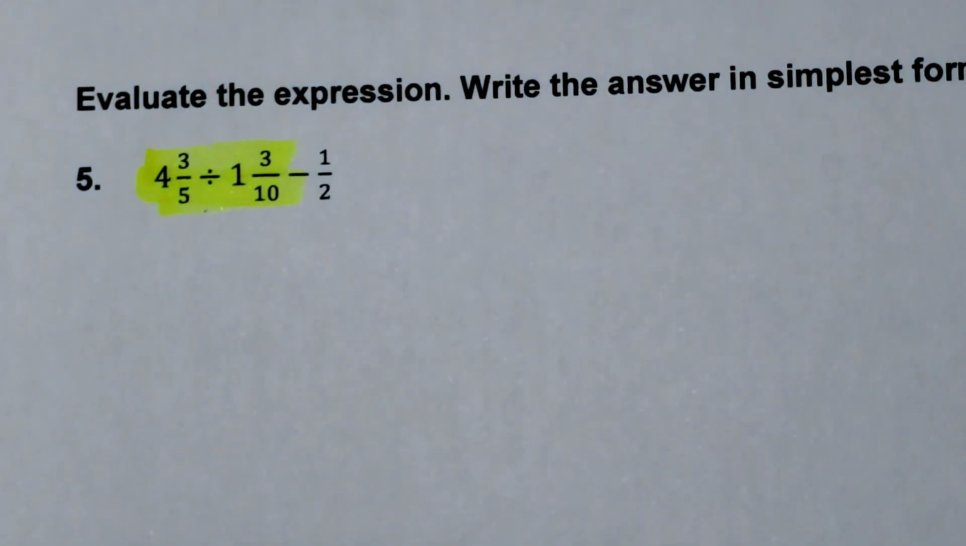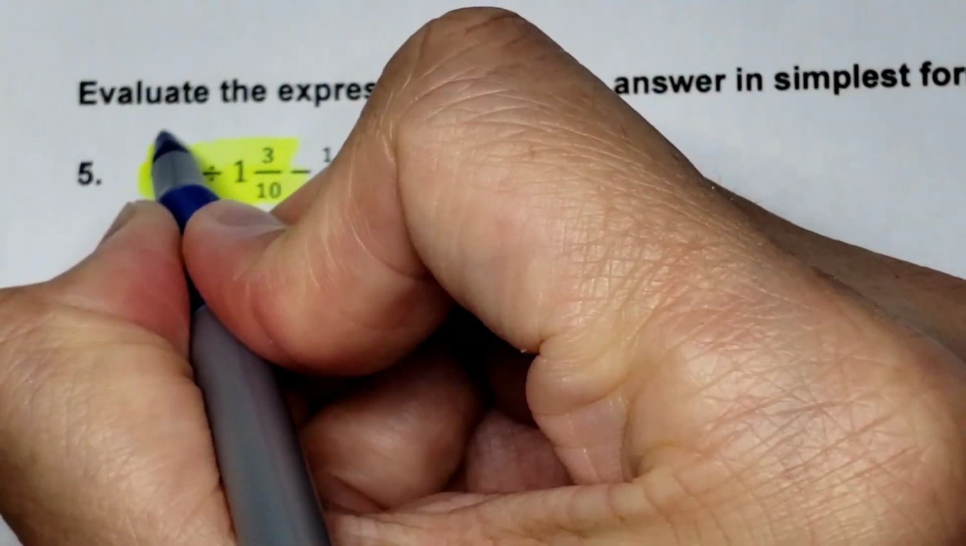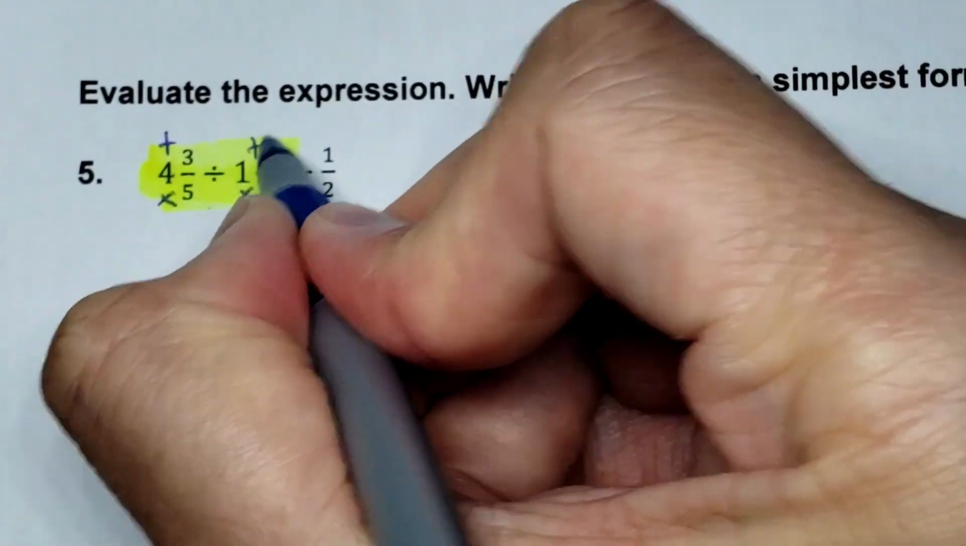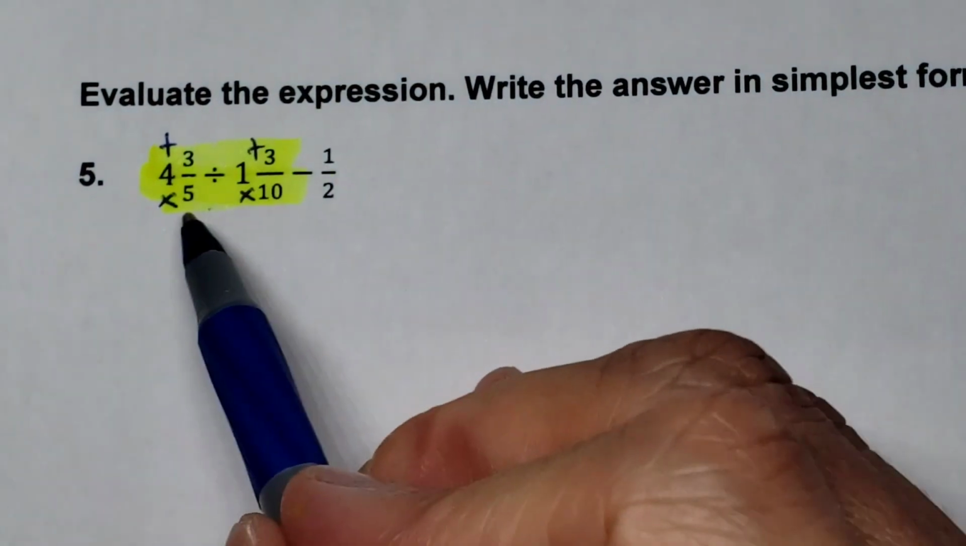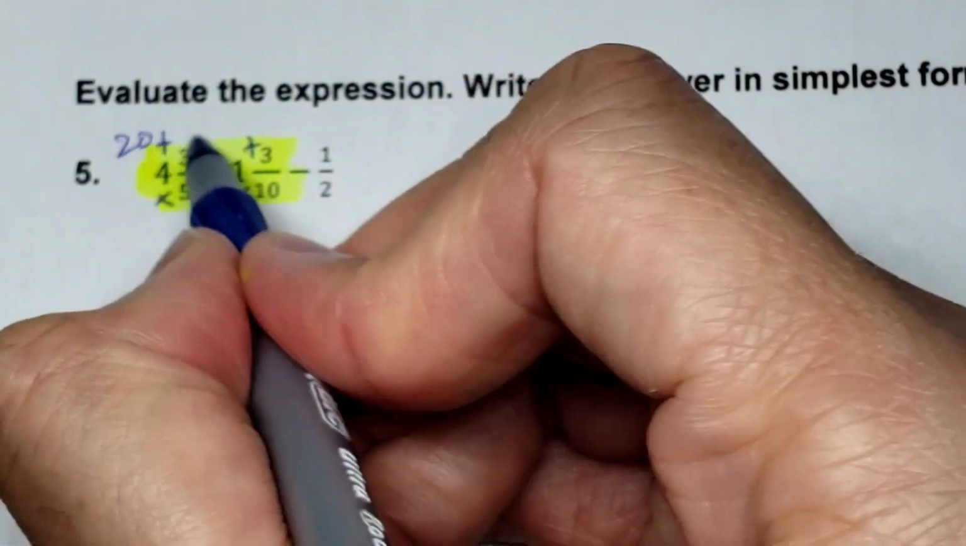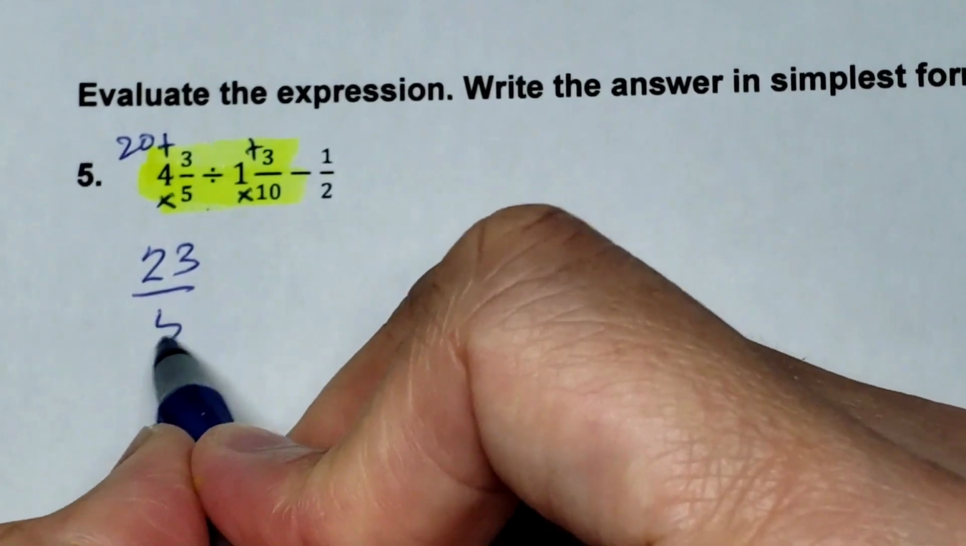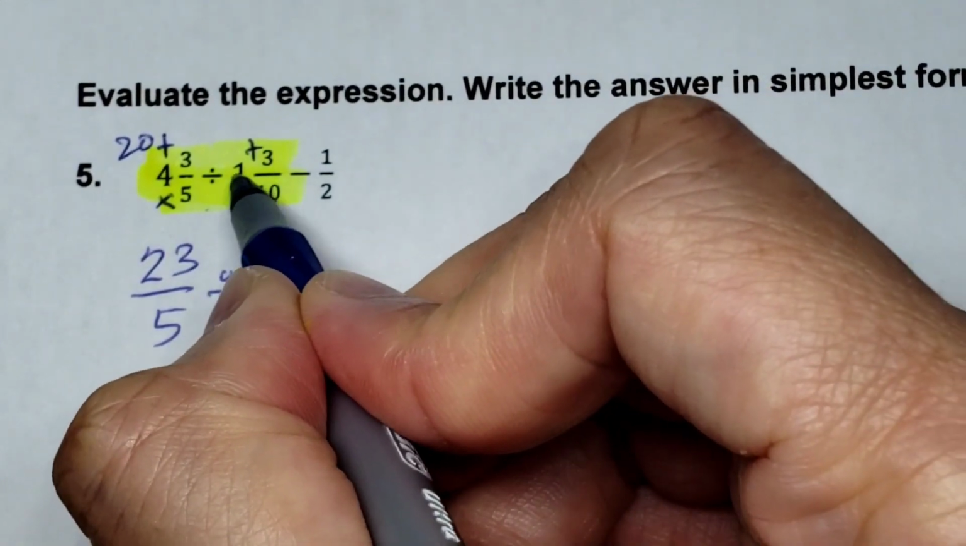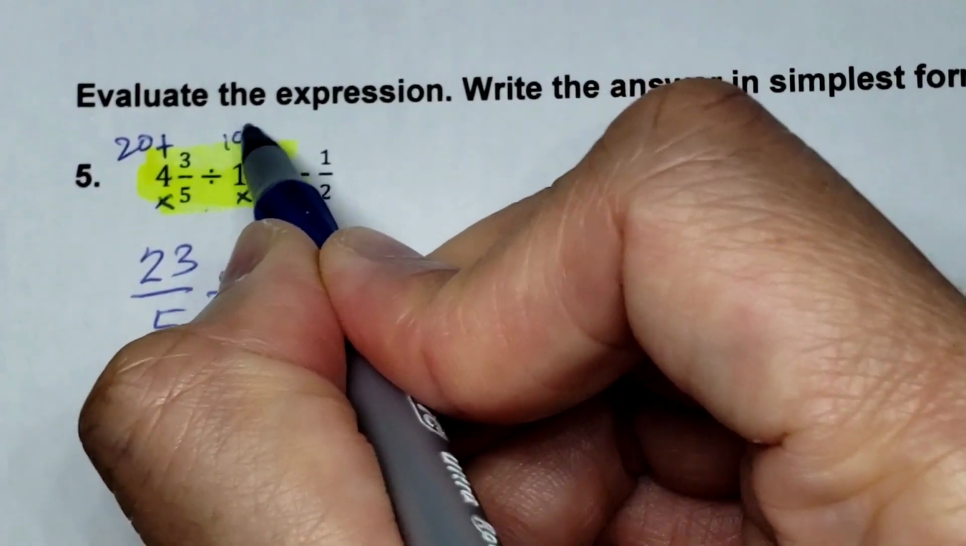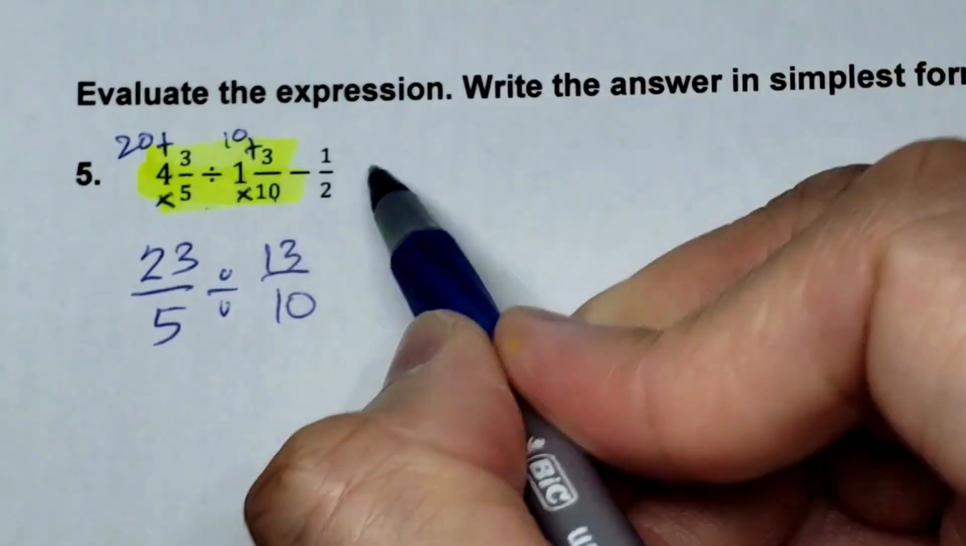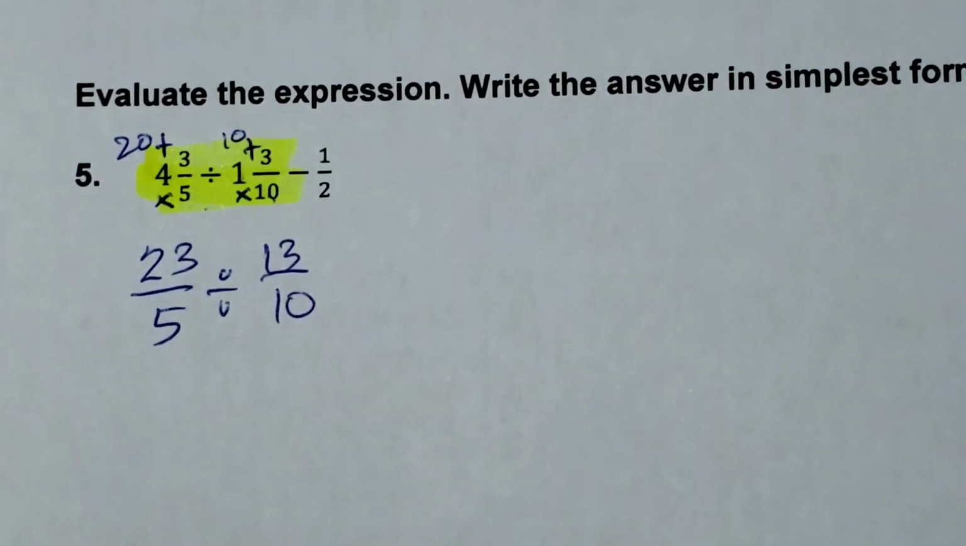Okay. Now if we divide these two numbers, we need to make sure that we change this into an improper fraction. So change that into an improper fraction. 5 times 4 is 20, plus 3 is 23 over 5, divided by 10 times 1 is 10, plus 3 is 13 over 10. Now, keep that there first, okay?